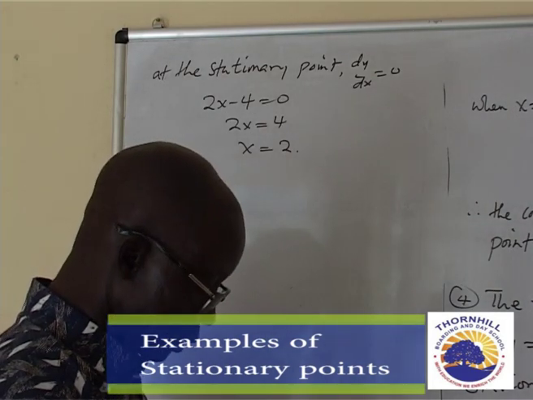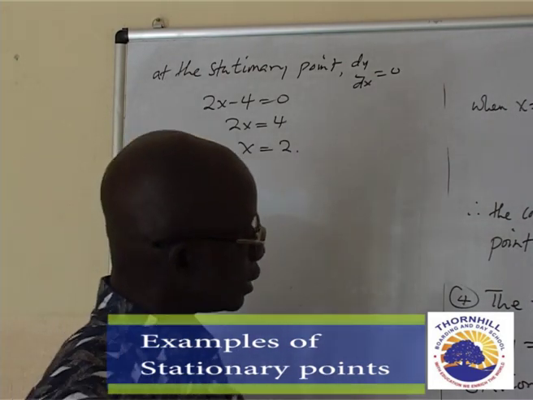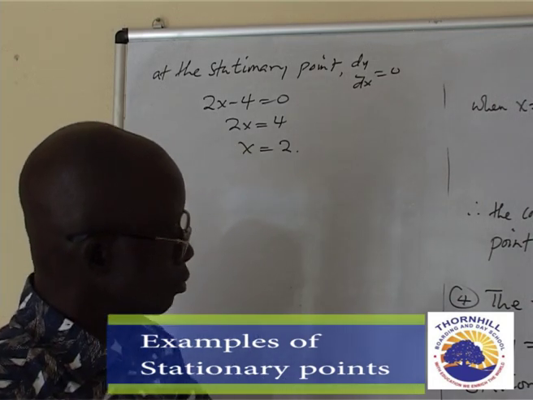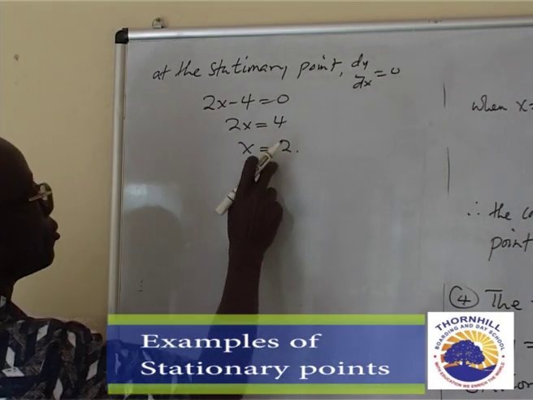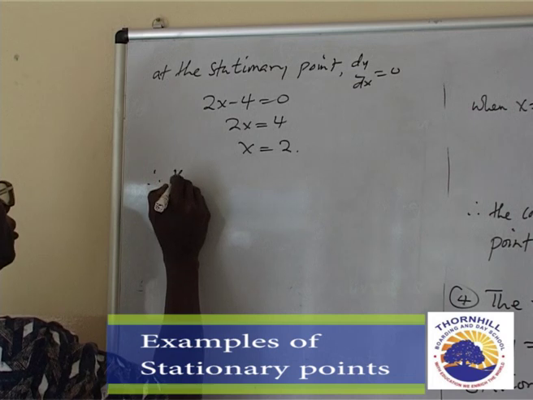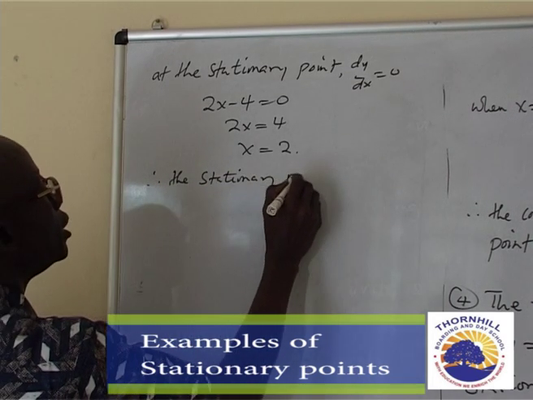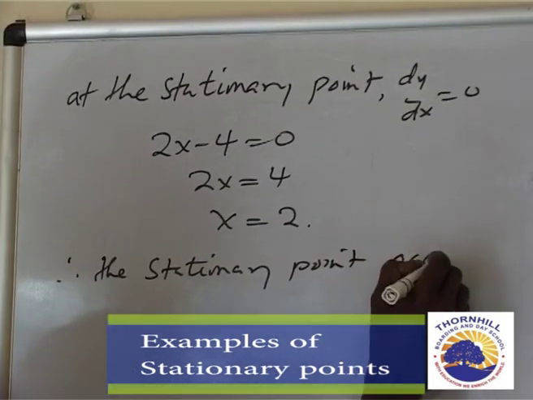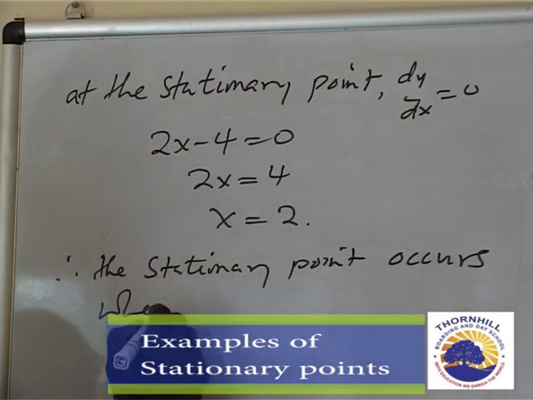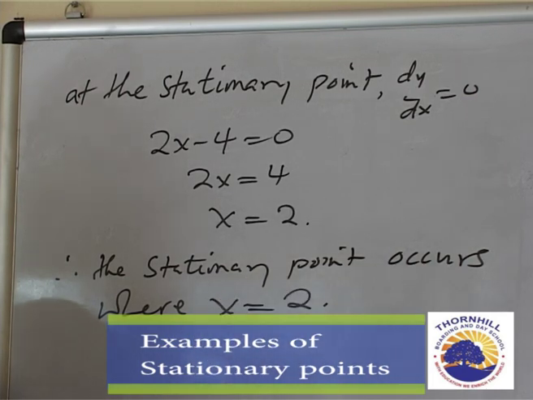So the point where the stationary point occurs, where the curve turns, is where x is equal to that. Therefore, the stationary point occurs where x is equal to 2.